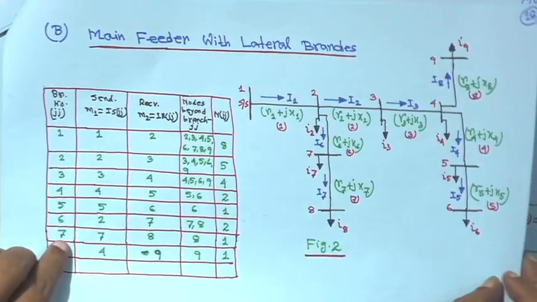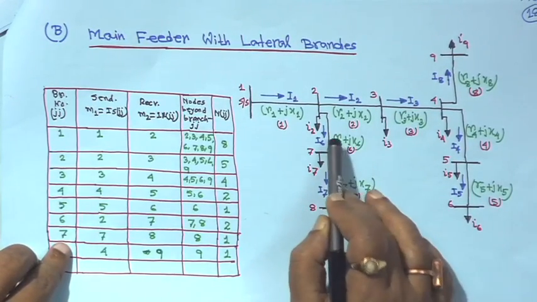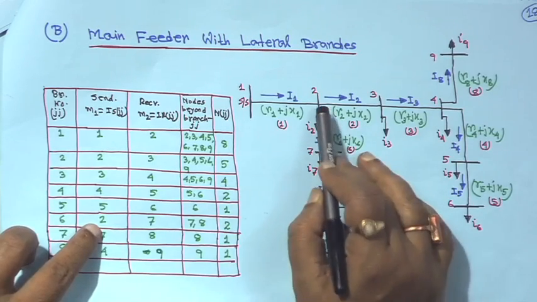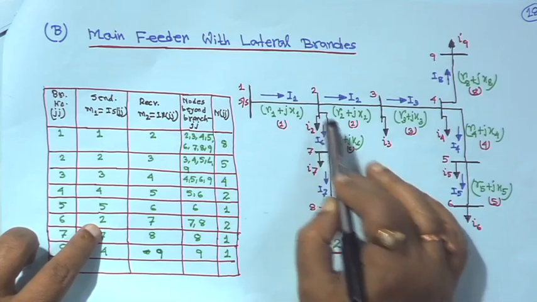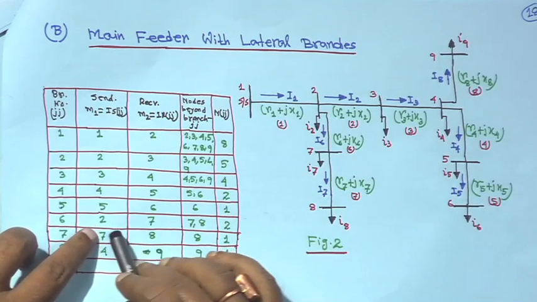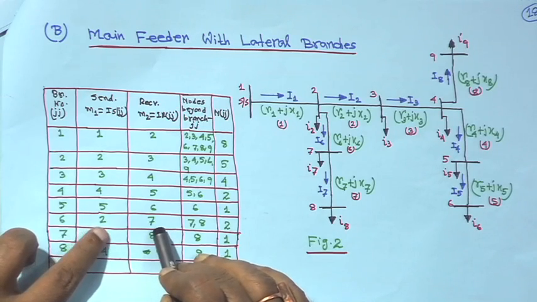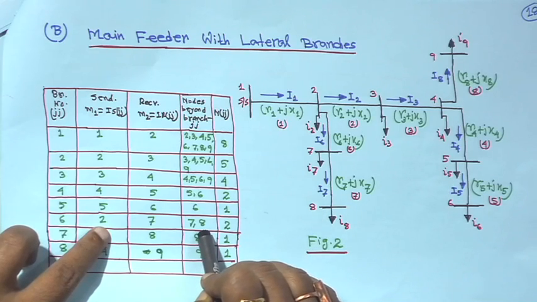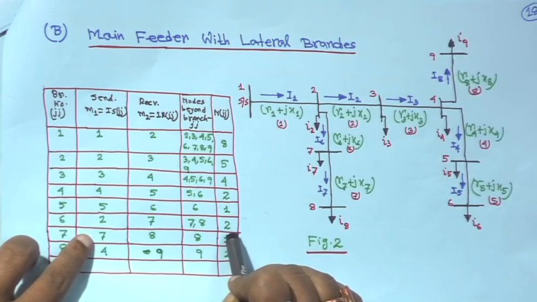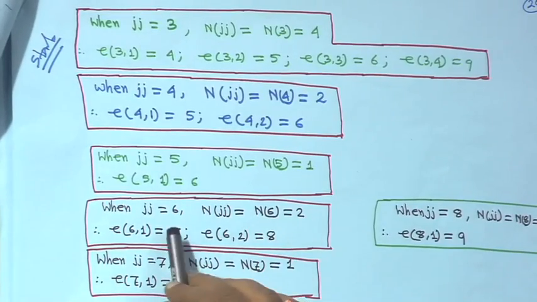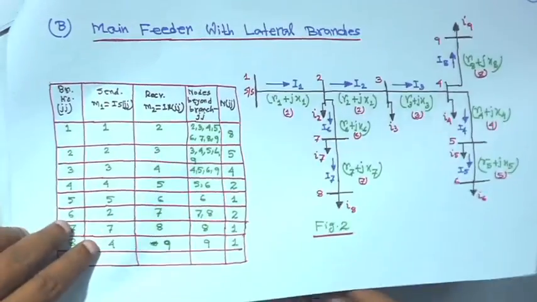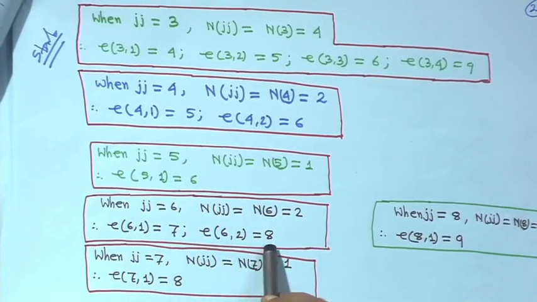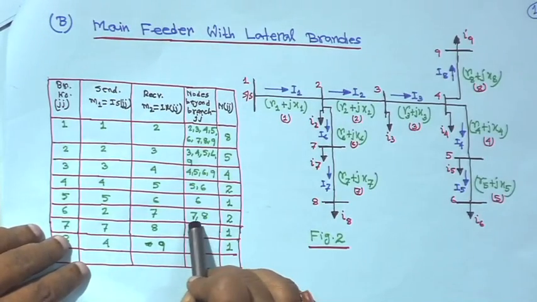Now come to branch 6, this is your branch 6. When jj is equal to 6, the sending end node will be 2, that means for this branch node 2 is the sending end node and node 7 is the receiving end node. So M1 is equal to 2, M2 is equal to 7, and beyond this branch only 2 nodes are there, 7 and 8. So n6 is equal to 2. That means when jj is equal to 6, njj is equal to n6 is equal to 2. Therefore E61 will be 7, E62 will be 8.